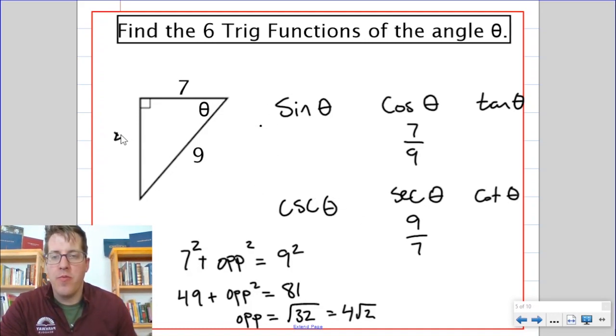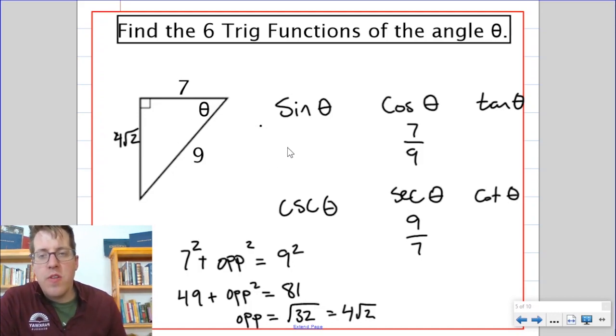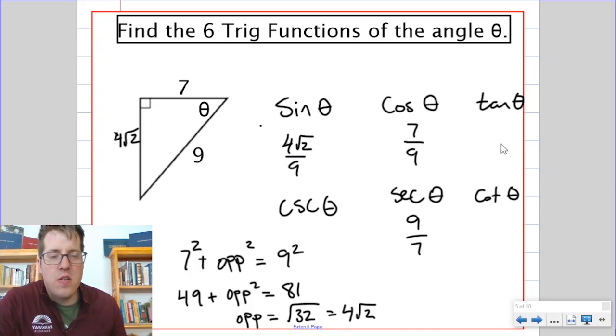And there's no problem with 4 root 2. We're just going to remember that if that ends up in a denominator, we are going to have to rationalize it. So the sine is the opposite over the hypotenuse. That's 4 root 2 over 9. And the tangent is the opposite over the adjacent. That is 4 root 2 over 7.